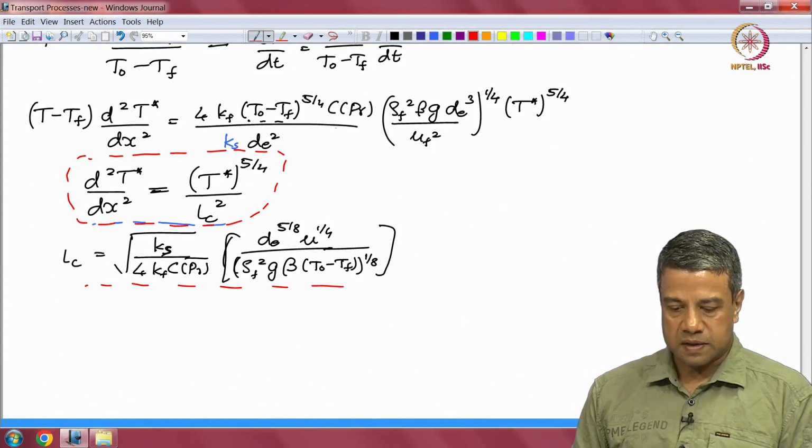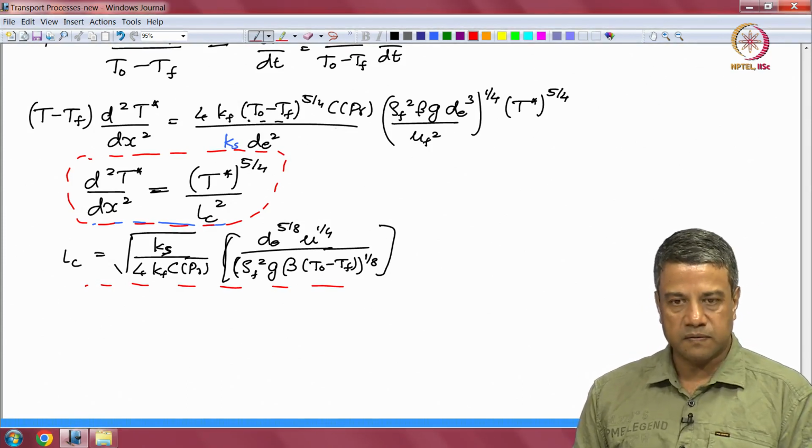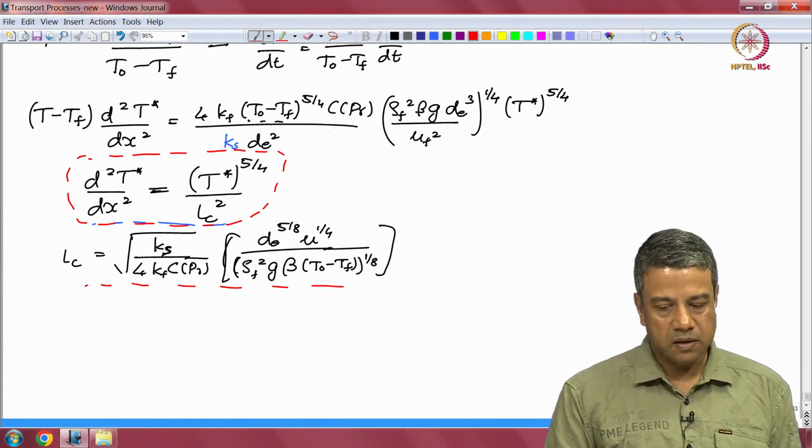So, what is the use of this? We have actually evaluated an expression for this characteristic length. How do we actually use this?